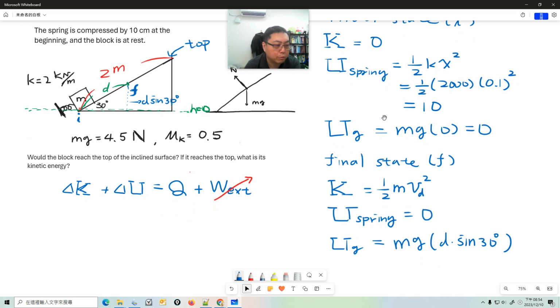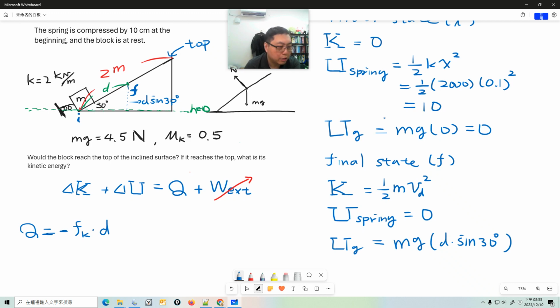Next we have to deal with the friction. It's the work done by friction. Because it releases heat, it's a minus sign. So we have the friction force times d, where d is the distance, which I don't know, so I just call it d.